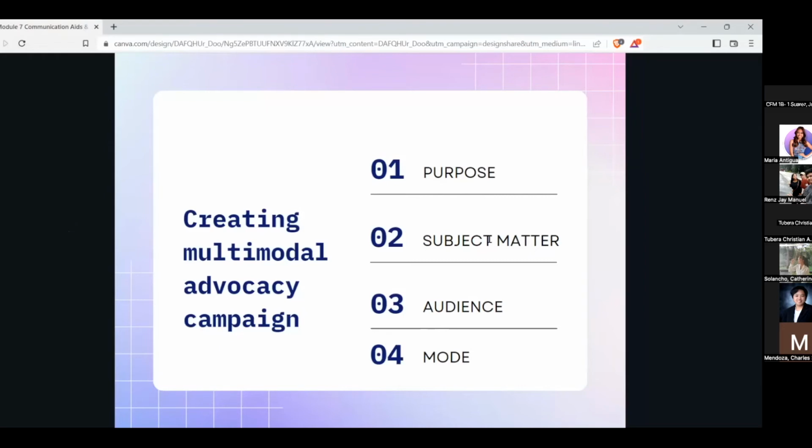Subject matter. This is now the actual text that you will compose. Okay. Audience, of course, for whom is the multimodal advocacy campaign, no? For whom will it be beneficial? Mode naman, is it going to be video, live presentation, or poster?